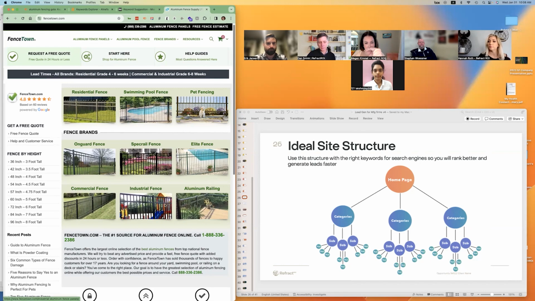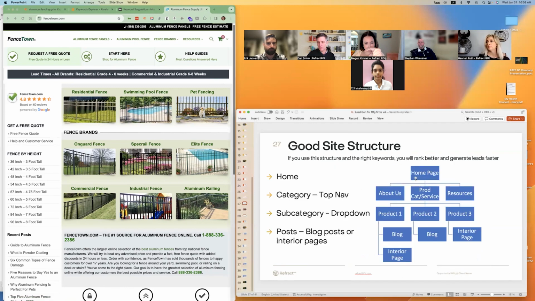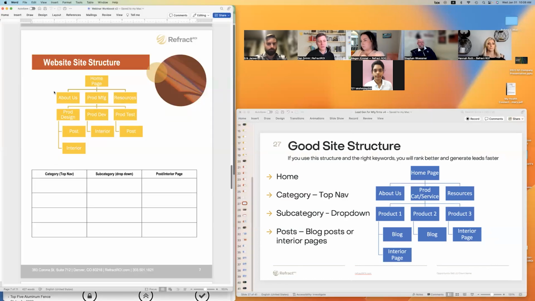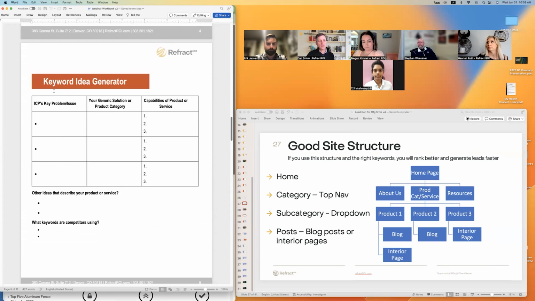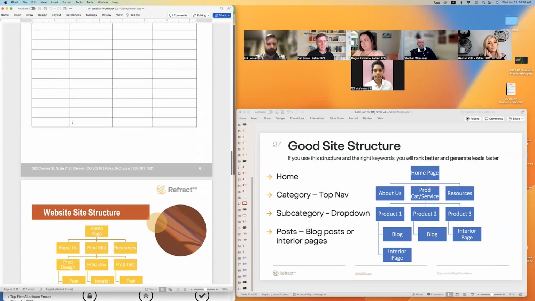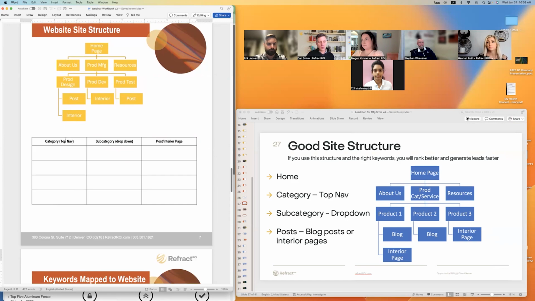So in this case, you've got your home page. And then if you go back to the site, there are the keywords that you've been putting together. We can start to organize what keywords go where for your website. So you're going to have the category page, which would be the top nav, subcategory that would be underneath that. And then you would think of blog posts that would go under there.